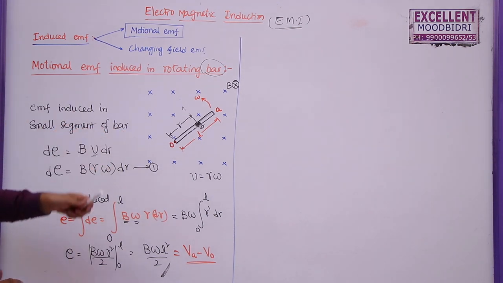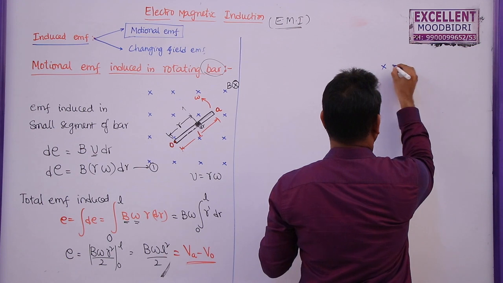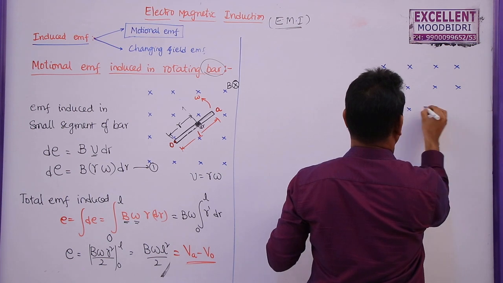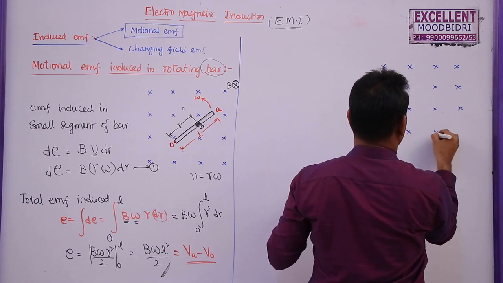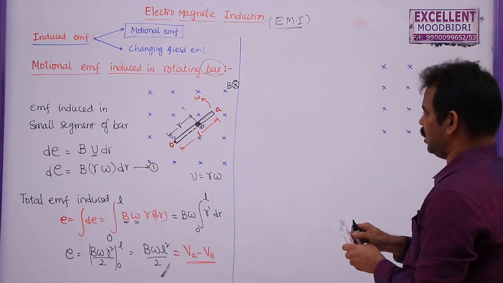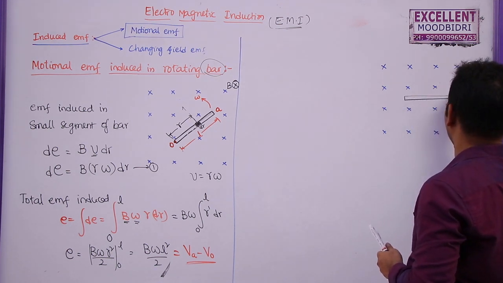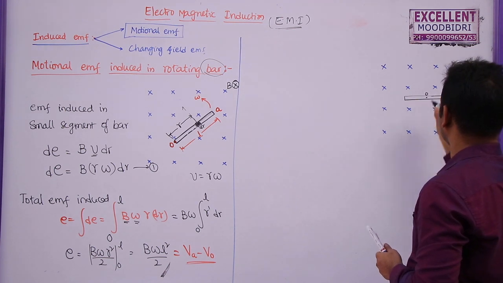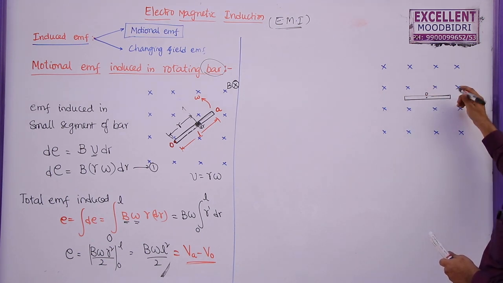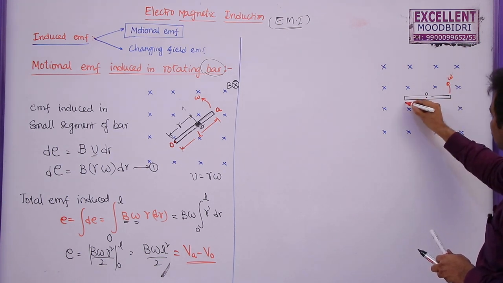Now, in the same case, consider a magnetic field like this. In this magnetic field, a rod is placed such that it is perpendicular to the magnetic field. The length of the rod is L and the midpoint is O. The rod is rotating about its own axis like this. The angular velocity here is omega, which is upwards on one side and downwards on the other.